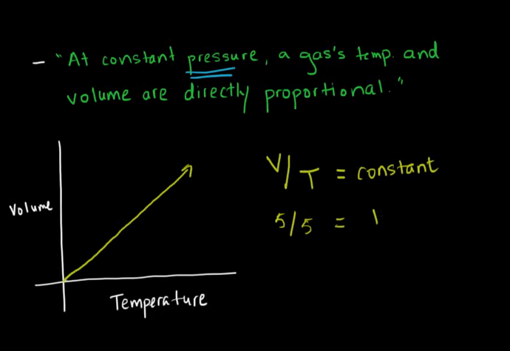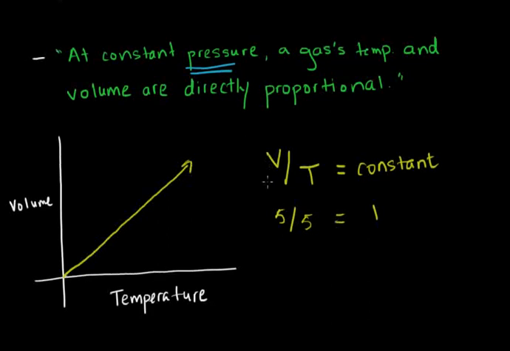What happens if I change the volume? If I double the volume to get 10, my constant still has to be 1, so what am I going to have to do to the temperature? Well, I'm going to have to double that as well. So whenever I increase volume, I've got to increase temperature to maintain this constant. And so that's why whenever you divide two quantities together and set them equal to a constant, you're just expressing that they're directly proportional.